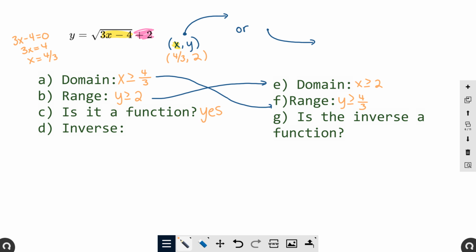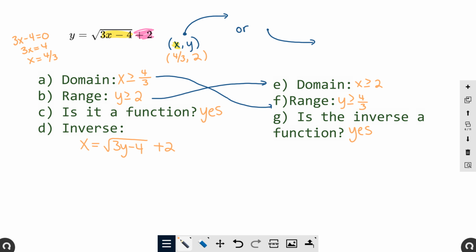It would be, because remember, if we look at half of that parabola like we did on the front, it's going to flip the other way, which means it's going to flip and open up. So it is also a function. So the last thing we want to do is find our inverse, same way we did the last two. Switch x and y, and then solve for y. So it's x equals square root 3y minus 4 plus 2.